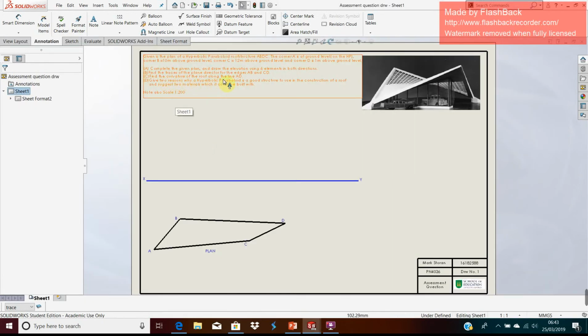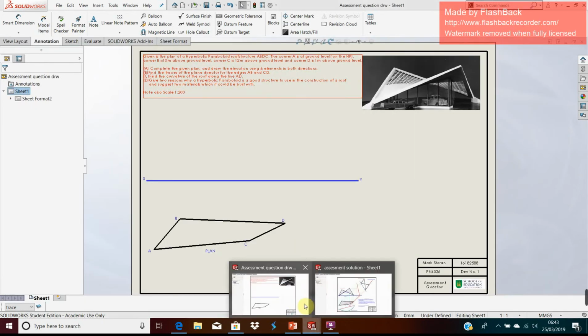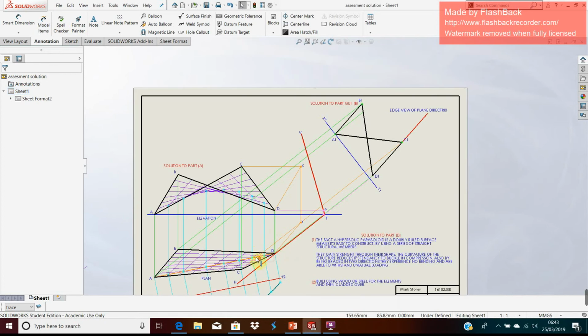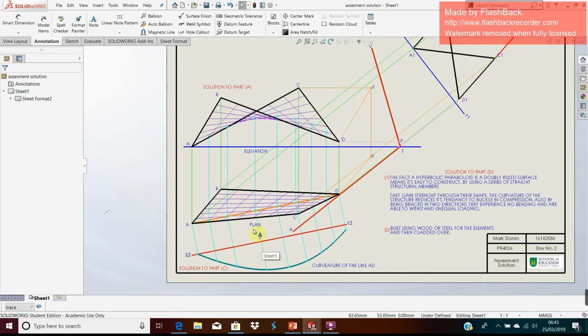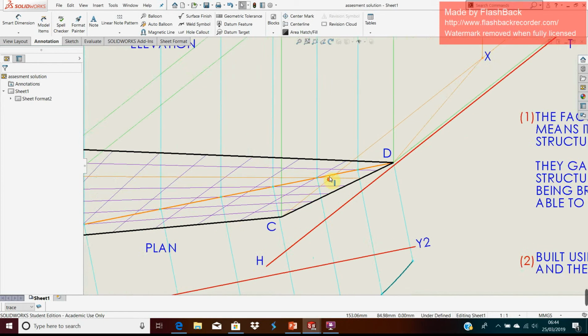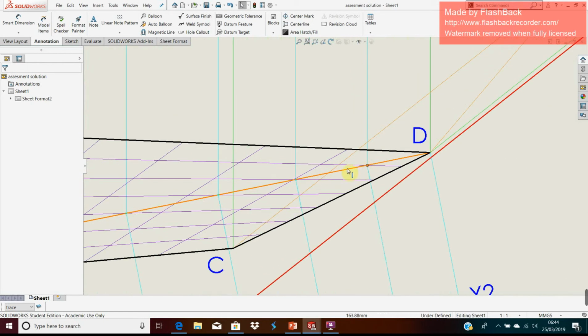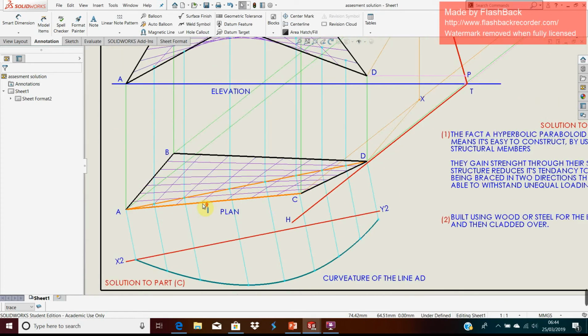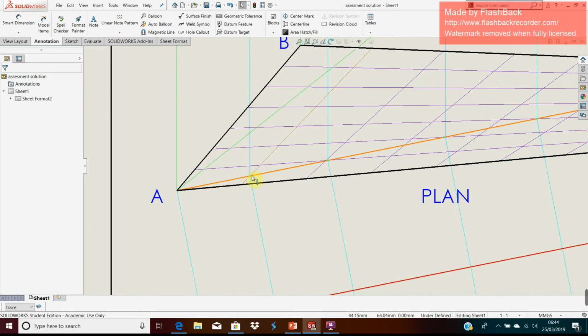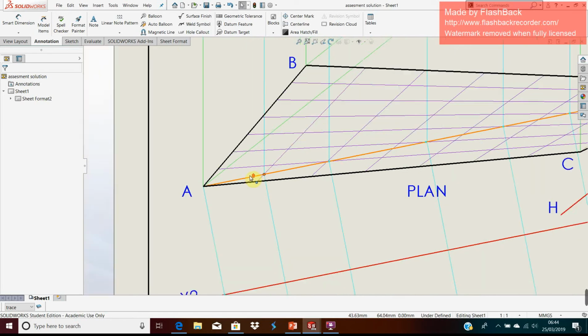Part C is find the curvature of the roof along the line AD. So what students are going to have to do is project an auxiliary elevation to find the curvature and the true shape of the line. So what to do is they join A to D in plan, and where this line cuts the more horizontal elements, mark them as points. I think this one here as well, you just needed an extra point for the curve. So you mark where AD cuts this line here.